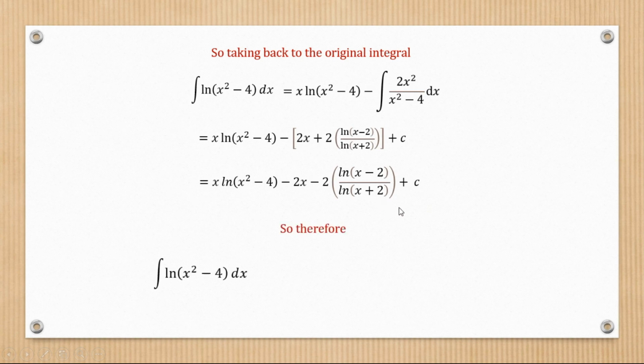So therefore the integral of ln x squared minus 4 dx shall be equal to x ln x squared minus 4 minus 2x minus 2 bracket ln x minus 2 over ln x plus 2 plus c. And that is what they wanted.